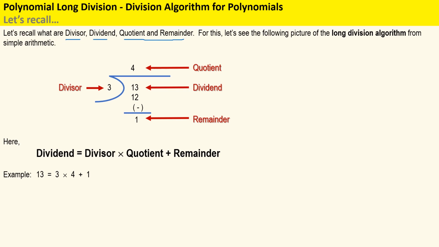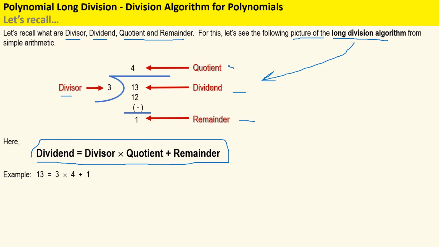For doing this, let's recall a picture which is of the long division algorithm from the simple arithmetic. And this picture shows that a divisor is generally kept on the left hand side, a quotient is on the top, dividend is inside the division symbol, and the remainder is at the bottom. It also clearly shows that a dividend is equal to divisor multiplied by quotient plus the remainder. And in our example here, we can see 13 is the dividend, which is equal to 3 times 4 plus 1, where 1 is the remainder and 4 is the quotient and 3 is the divisor.